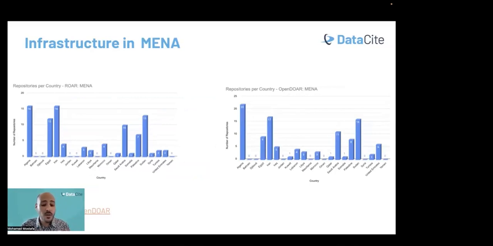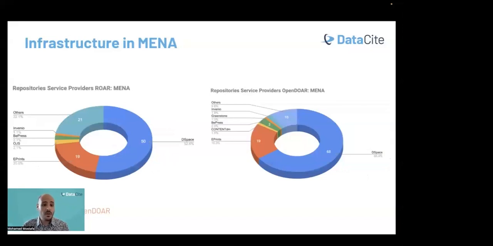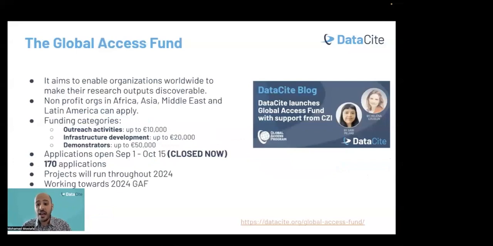So as we can see, we use the standardized data sources like ROAR and OpenDOAR to track the total number of repositories in the Middle East and Asia region. We are also tracking the service providers' infrastructure to have an understanding about which software is being used the most. So we have, for example, DSpace leading in the MENA region, and then we have EPrints followed by OJS and different software as well. So we are trying to have an understanding about the existing used software.